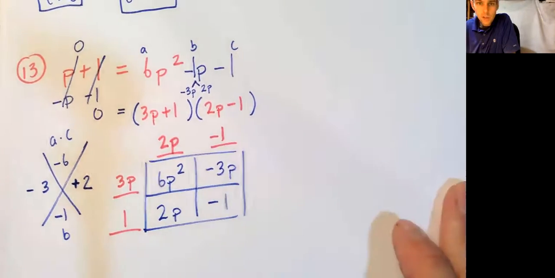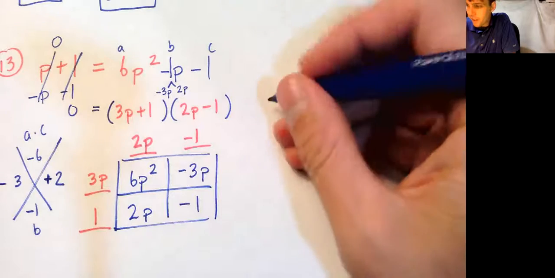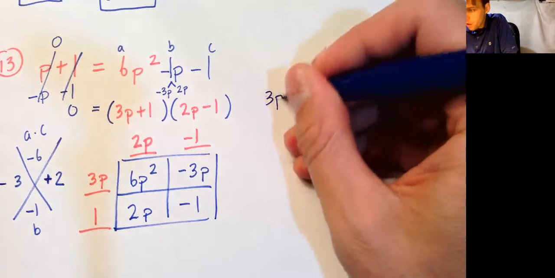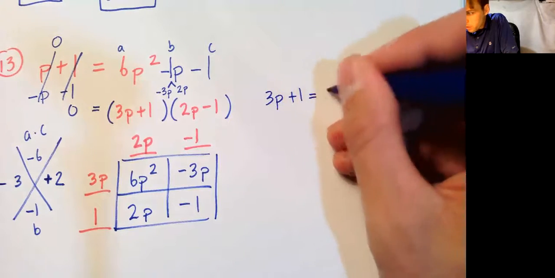So we can use our zero product property to go ahead and finish this off and get our final solution. So 3p plus 1 equals 0.